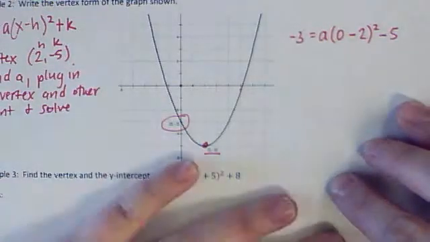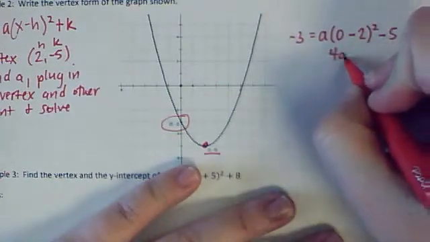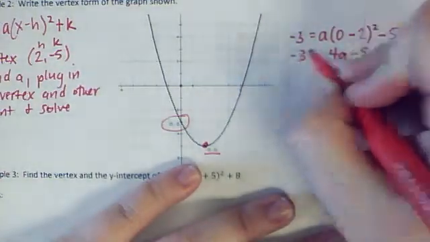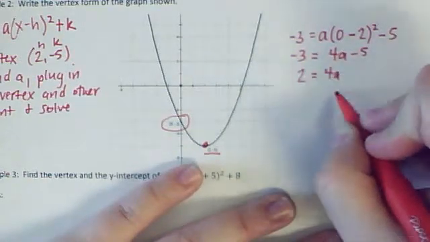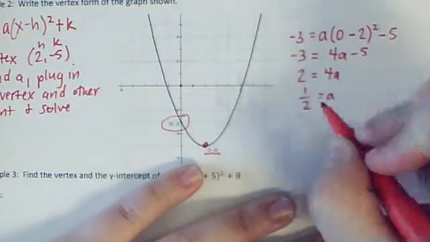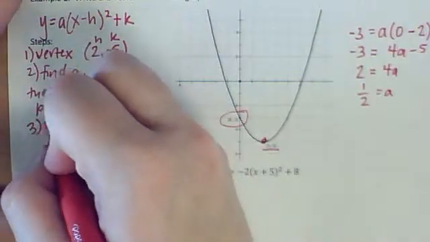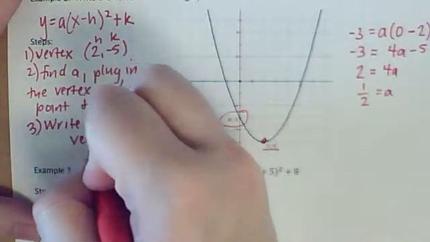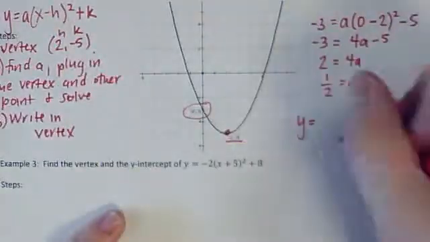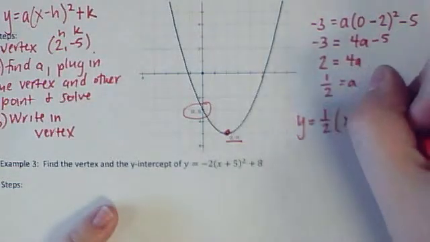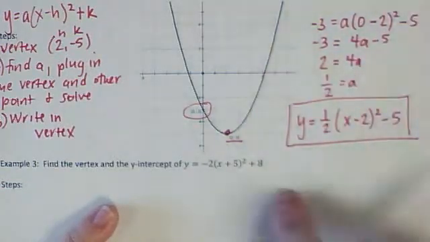So here's what we have. So let's solve. 0 minus 2 is negative 2. Negative 2 squared is 4. So this becomes 4a. Then if we add 5, I get 2. Divide by 4, we get 1/2. So your a is 1/2. Now, after you figure out what a is, you need to write it into that vertex form. In order for it to be an equation, you need an x and y. So I'm going to leave x and y as they are, and just plug in my a and my h and my k. So there is the vertex form of this graph.